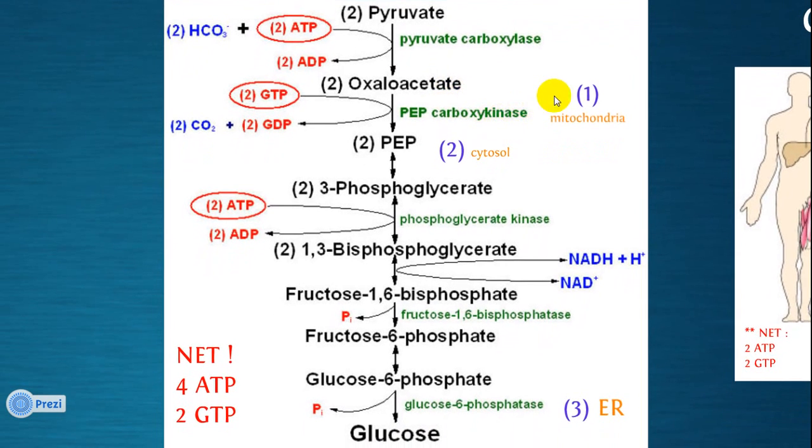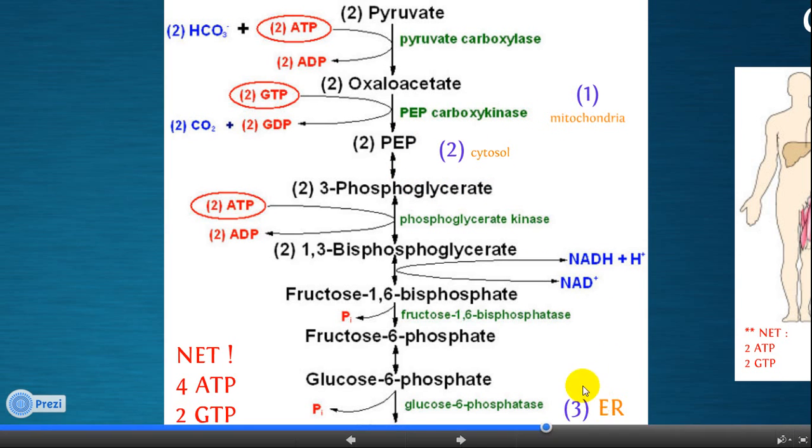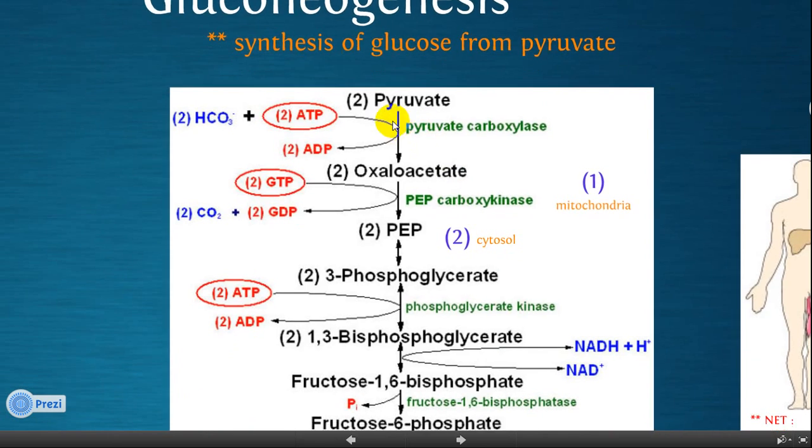This pathway will begin in the mitochondria. After the mitochondria, it will move out to the cytosol. After the cytosol, it will move to the endoplasmic reticulum. So let's begin.